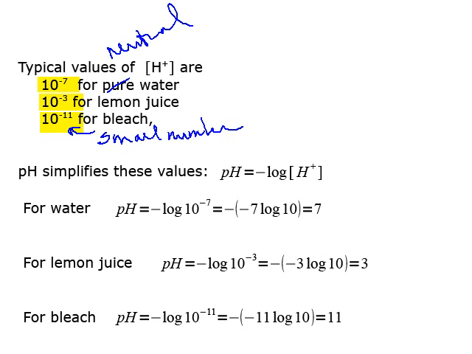Also here you have 10 to the minus 3. 3 is a smaller number. This is actually a bigger concentration, even though the 3 is smaller, because of the presence of that negative sign.